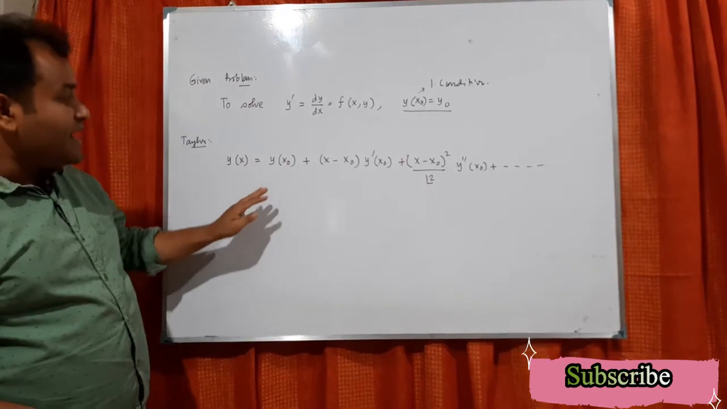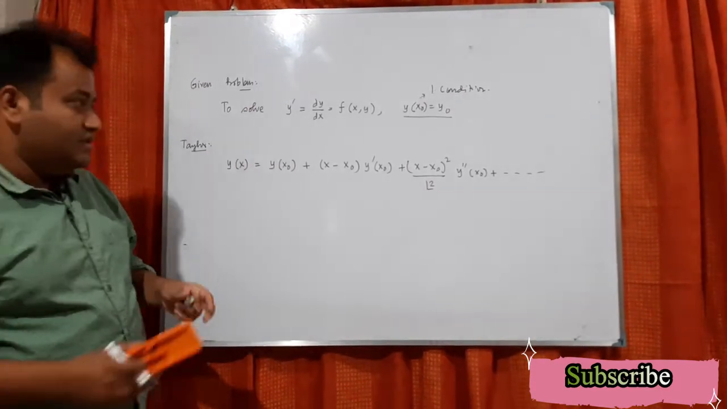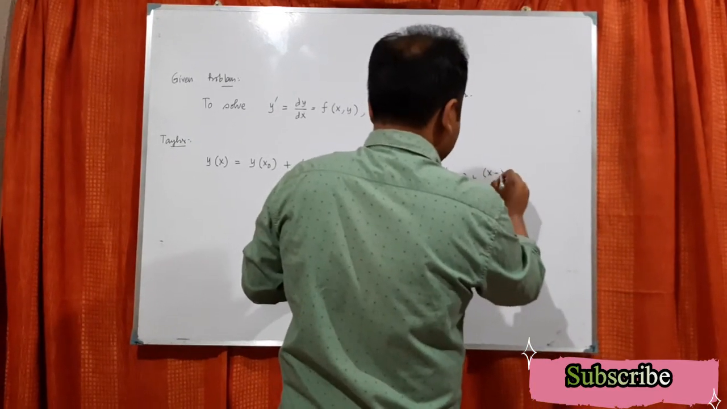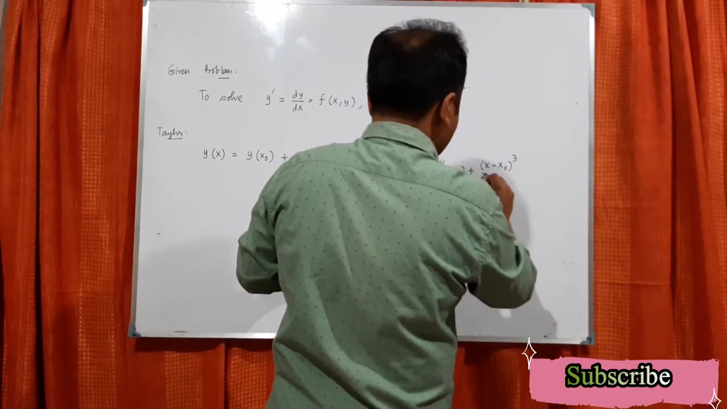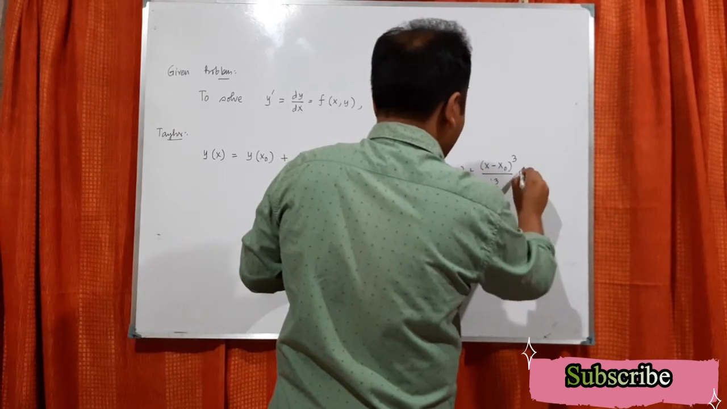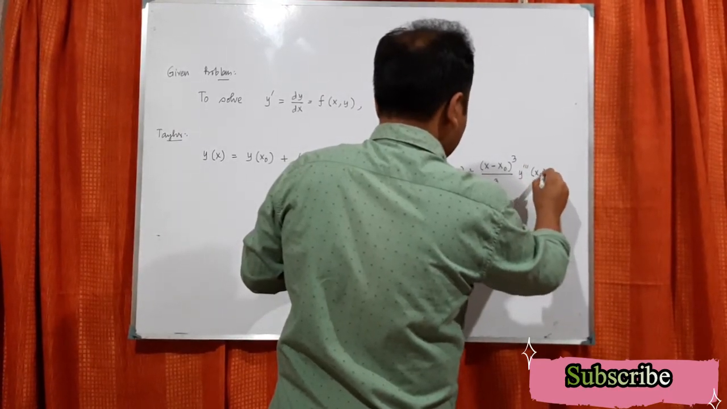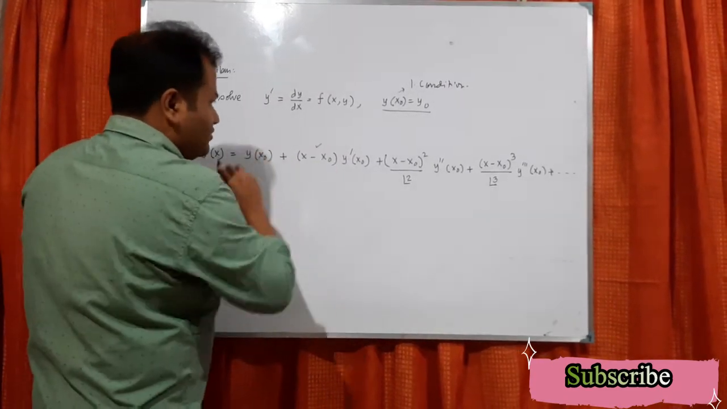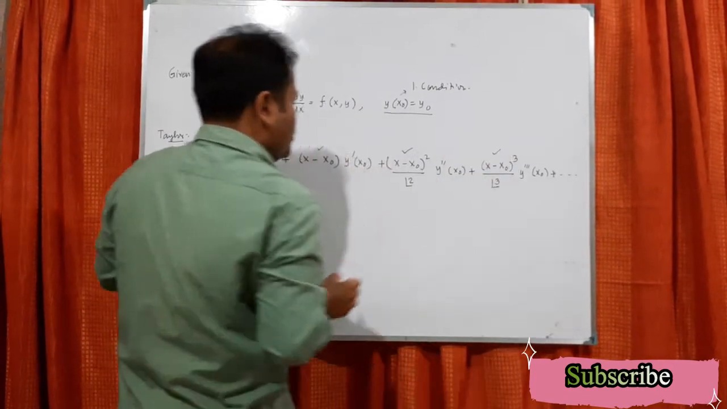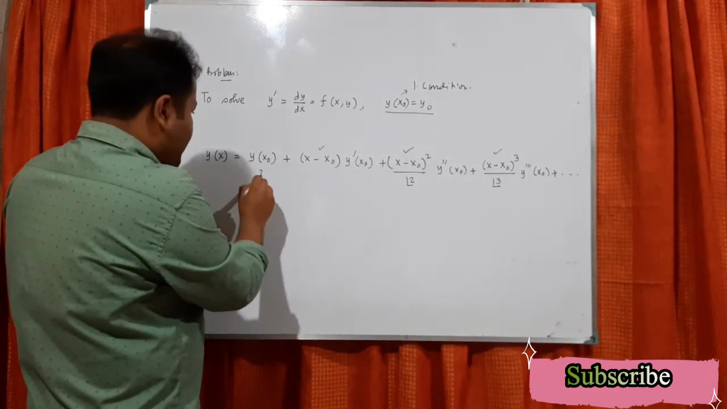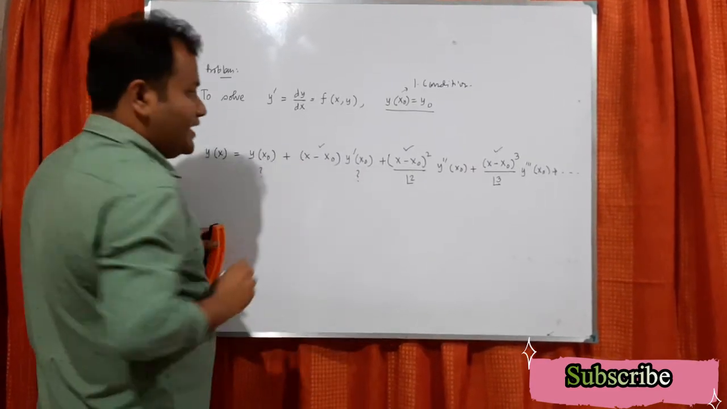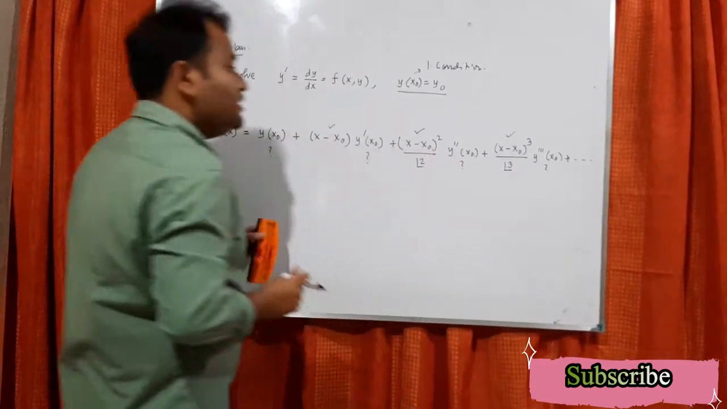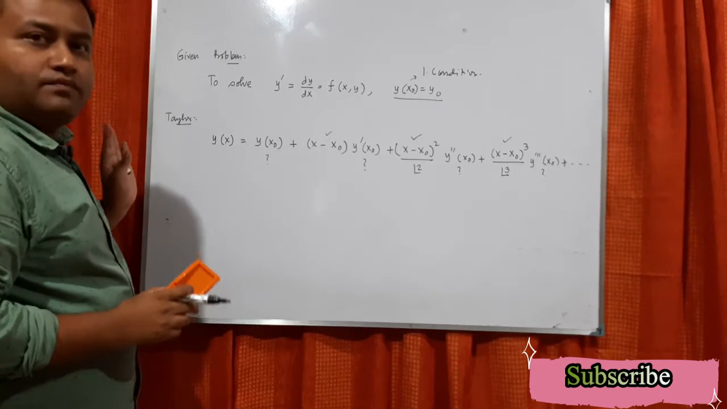Now we have to understand what this is telling. So what will be the next term? The next term will be (x minus x naught) whole cube by factorial 3 times y triple dash x naught, and so on. There is no problem. We only have to understand what is y of x naught, y dash of x naught, y double dash of x naught, and y triple dash of x naught. That we will be discussing now.